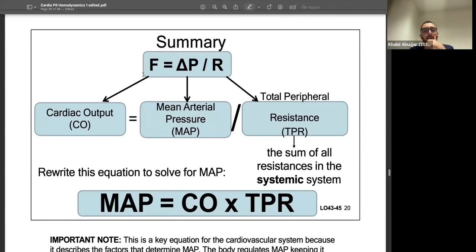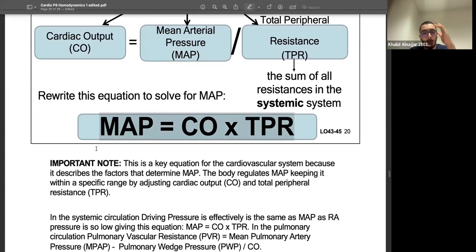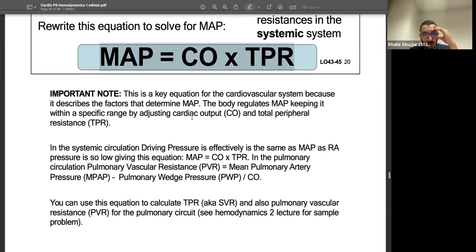A quick summary here, basically. This equation is the same equation as cardiac output equals the difference or driving pressure, P1 minus P2, over the resistance, which is mean arterial pressure over TPR. It gives us this very, very important equation that you will be using every time you study the cardiovascular system.